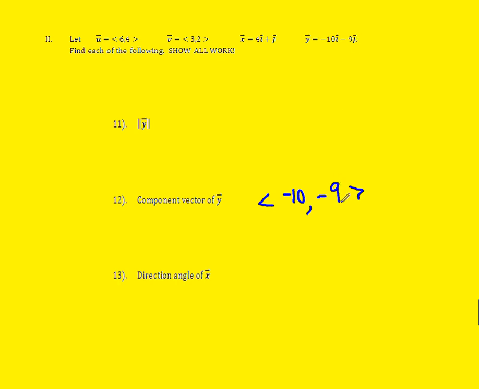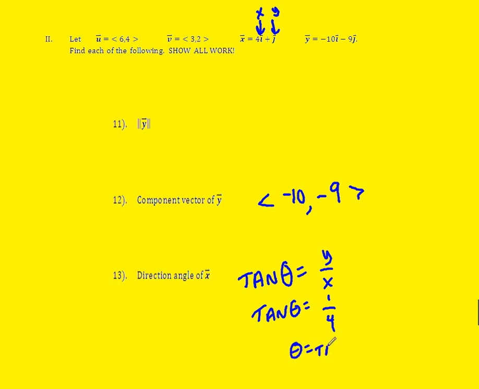And then to find the direction angle of vector x, I'm going to say that tangent of theta is always y over x. Well, what is y? What is x? Well, the y portion comes from j, and the x component comes from the i part. So y is going to be 1, x is going to be 4. So to get theta by itself, theta is tangent inverse of 1 over 4, which is 14.04 degrees.